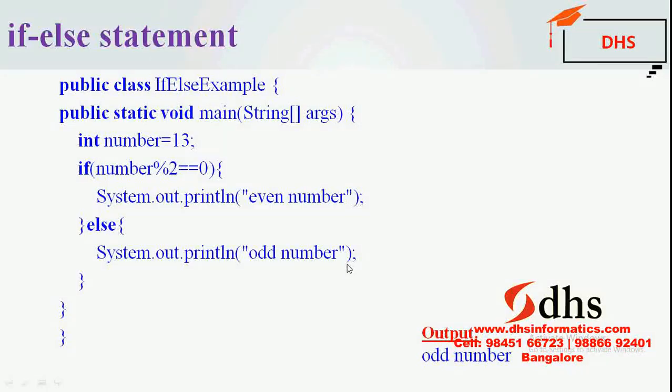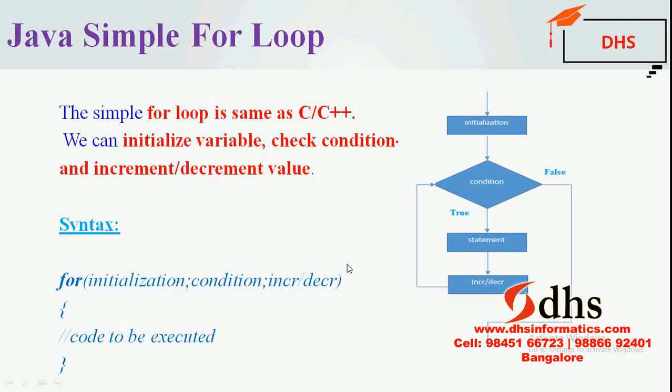Next, if else statement. Next we have for loop. So consider you don't know about for loop. If I tell you to display Java 10 times, how are we going to write the program? System.out.println 10 times you are going to display it. So if you know the for loop, you can write it in 2 to 3 lines.